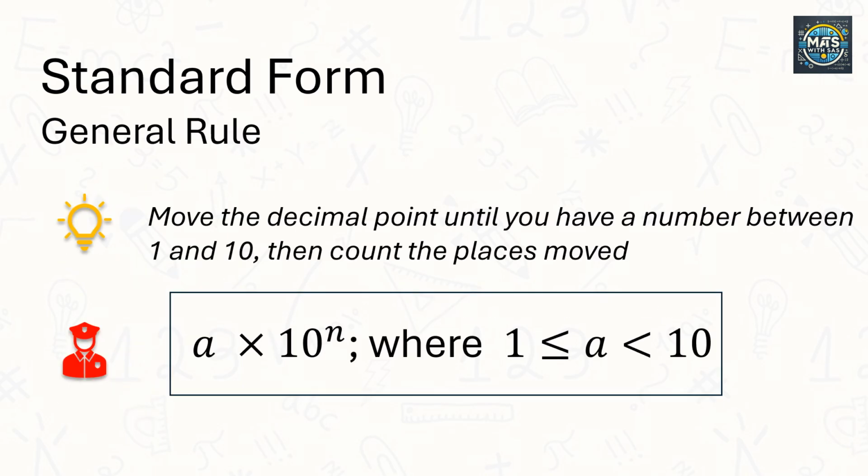In standard form, a number is written as a multiplied by 10 to the power of n, where a is between 1 and 10. Move the decimal point until you have a number between 1 and 10, then count the places moved.